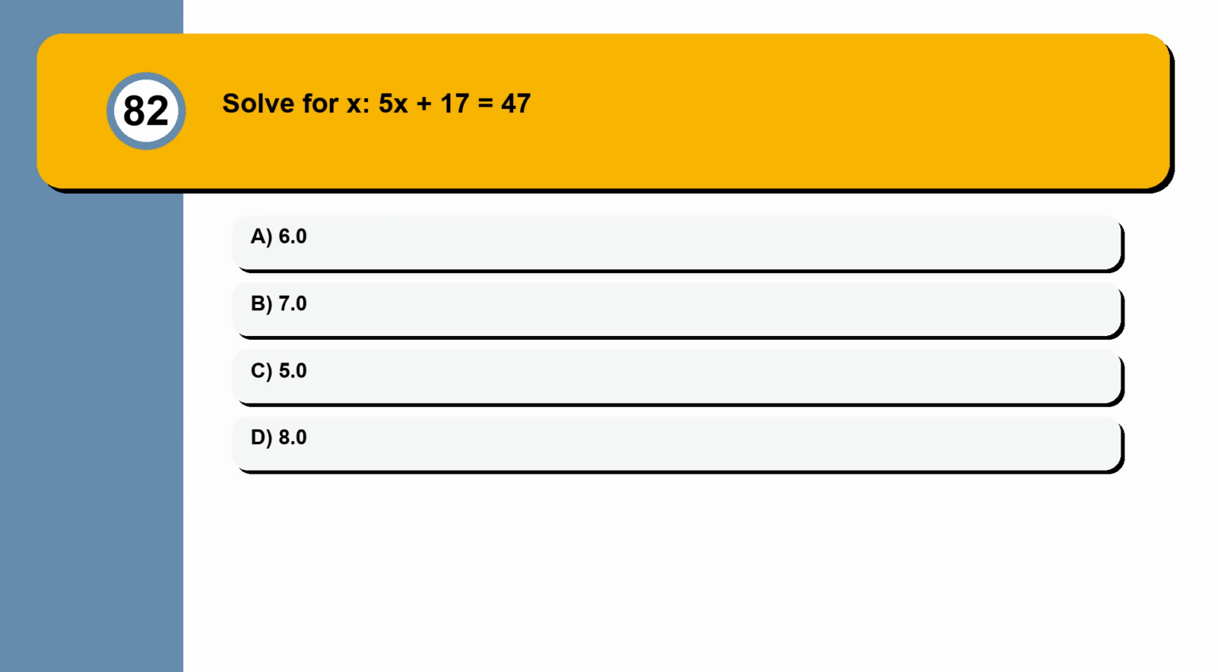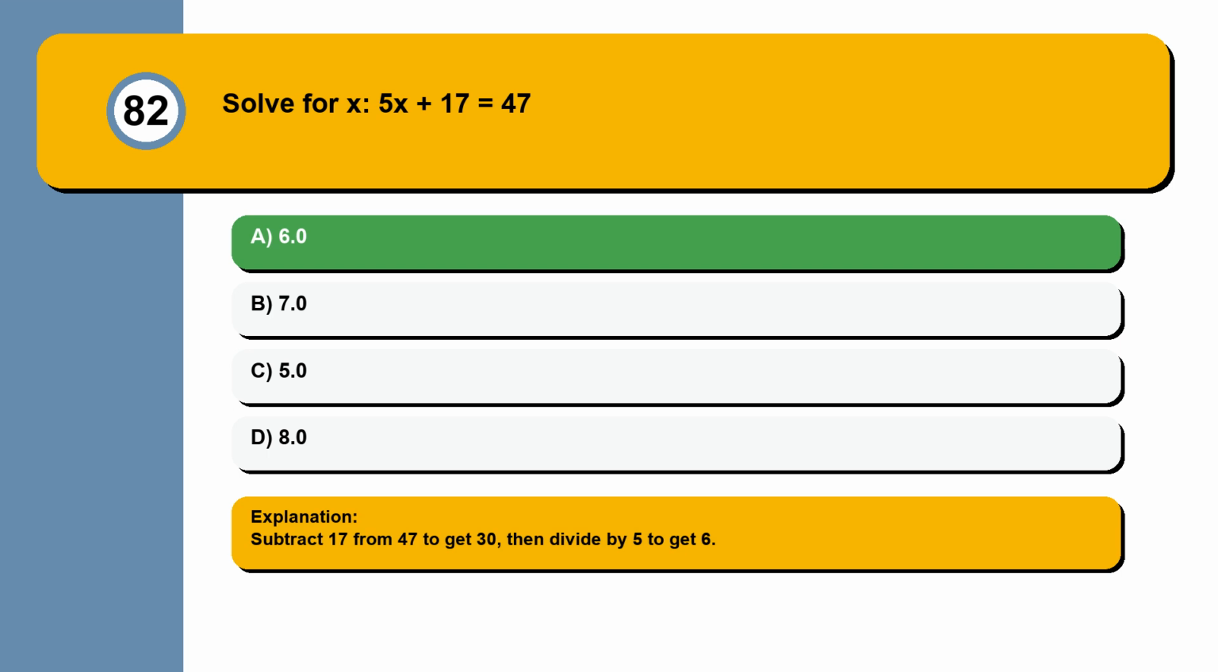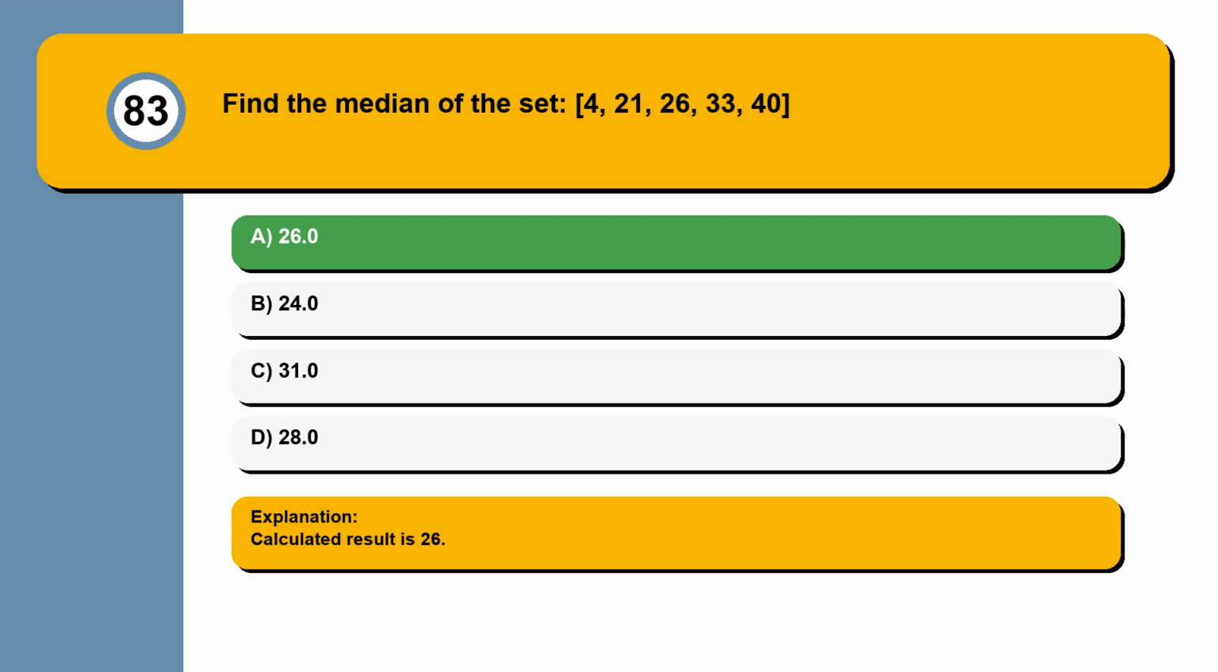Question 82. Solve for x: 5x plus 17 equals 47. 6.0, 7.0, 5.0, 8.0. Subtract 17 from 47 to get 30, then divide by 5 to get 6. Question 83. Find the median of the set 4, 21, 26, 33, 40, 26.0, 24.0, 31.0, 28.0. Calculated result is 26.